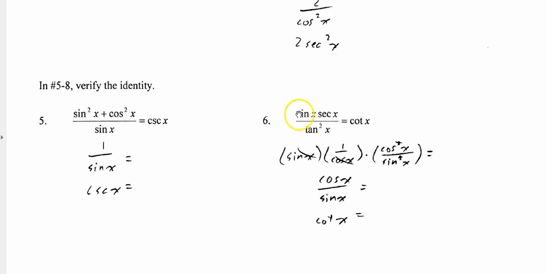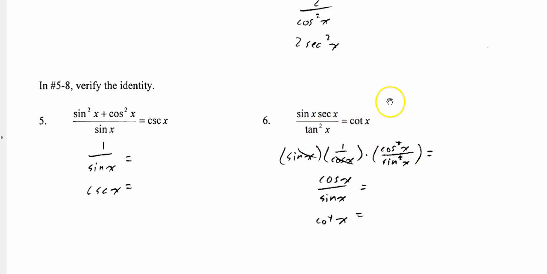This first piece is already written as sine, so I'm not going to do anything to it. Secant is the reciprocal of cosine. It's not a sine or a cosine, so I'm rewriting it as 1 over cosine. And then tangent is sine over cosine, but I'm dividing by it, so I decided to flip it as cosine over sine. Now, since this is to the second power, my cosines and sines go to the second power as well. It's like you're doing it twice.